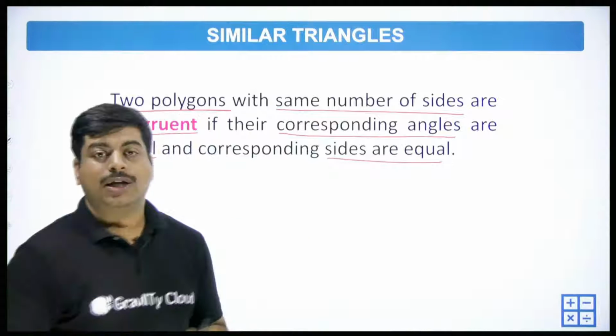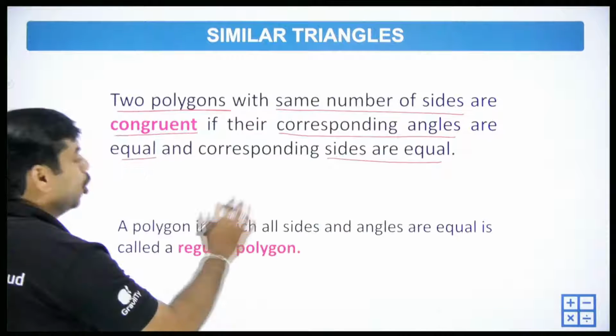Right? So when the number of sides is the same, and the corresponding angles and corresponding sides are equal, we can say these two figures are congruent. A polygon in which all the sides and angles are equal is called a regular polygon. What is that? A polygon in which all the sides and angles are equal.